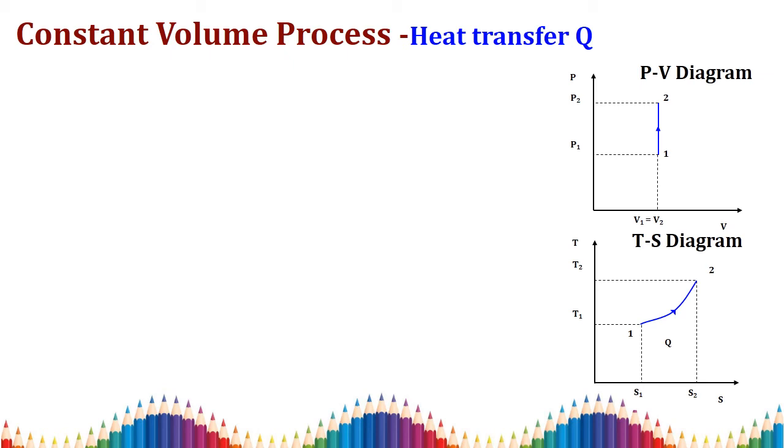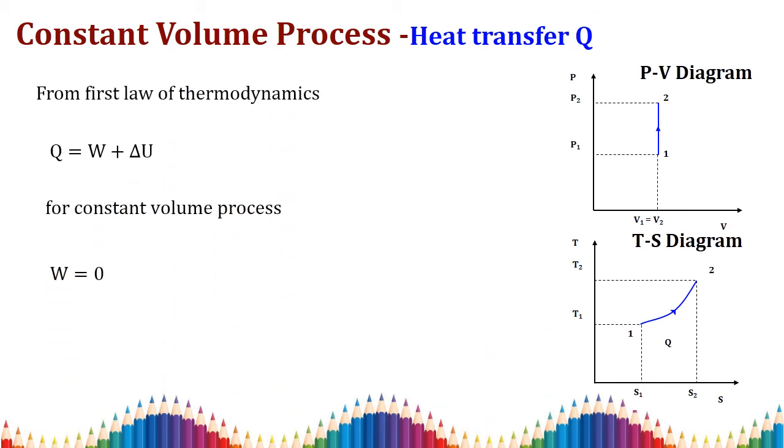Next one is heat transfer. From the first law of thermodynamics, we know that Q is equal to W plus delta U. In a constant volume process, we know that work done is 0, because there is no area under this PV diagram. So Q is equal to 0 plus delta U, so we can say heat transfer equals change in internal energy.